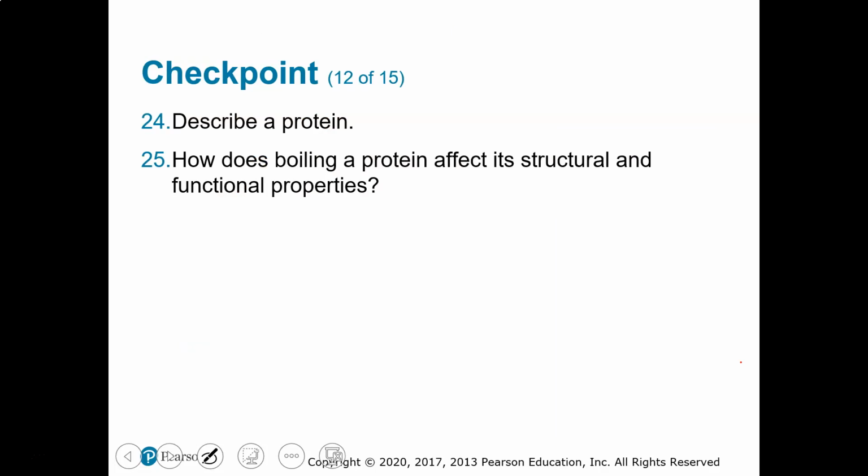Describe a protein. Well, a protein contains carbon, hydrogen, and oxygen, usually nitrogen and often sulfur. It is a long chain of amino acids. Amino acids are the building blocks of proteins. And it has 4 levels of structure. The primary structure is the chain of amino acids.